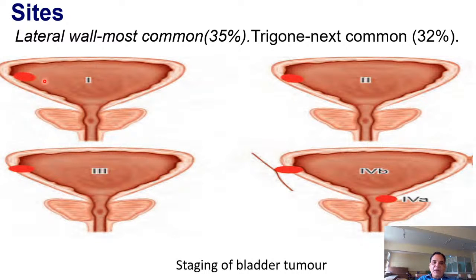Other than that, you remember the sites. The most common site is the lateral wall, 35%. Next common is the trigone. This is regarding the position of the malignancy. And this is the staging: 1, 2, 3, 4. You remember this.